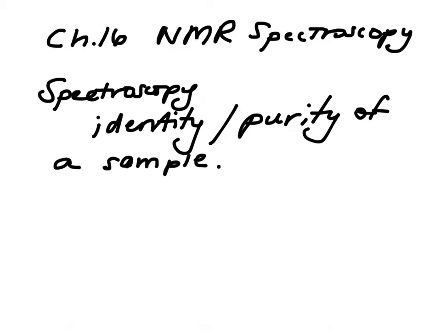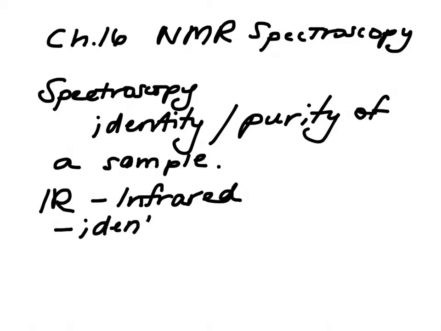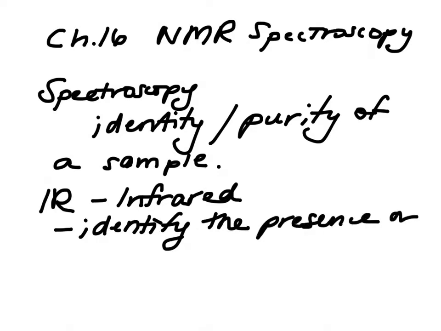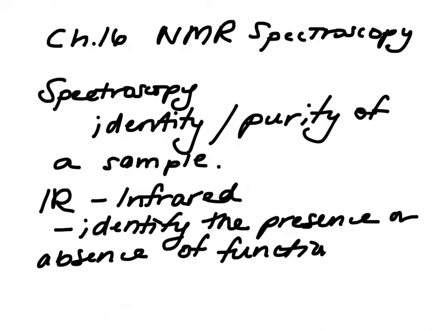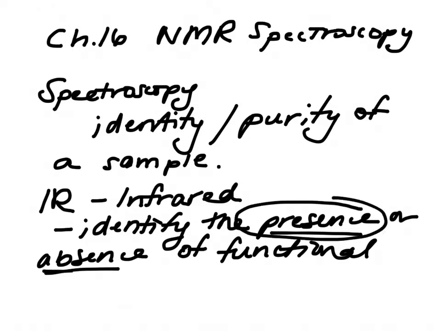And if you remember, we did IR spectroscopy, which was infrared. And what we did was we used this to identify the presence or absence of functional groups. And so both the presence and the absence are equally important because you want to confirm that you have a functional group present or that it's not present.